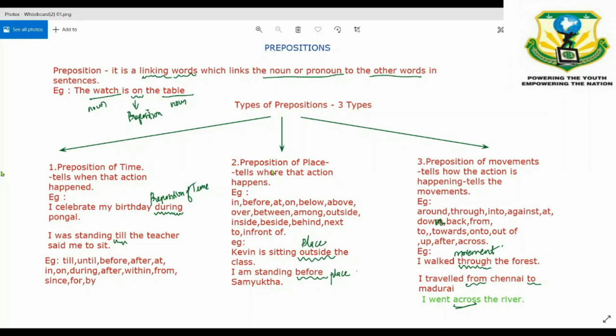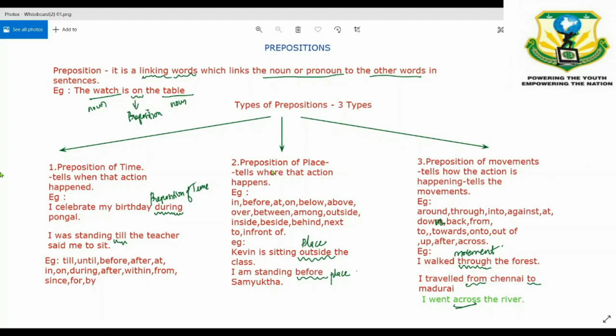Examples of some prepositions of time are till, until, before, after, at, in, on, during, within, from, since, for, by. Based on the usage, you have to read the complete sentence and understand which usage it refers to, and then you have to pick the type of preposition.